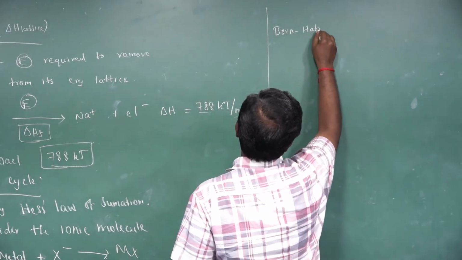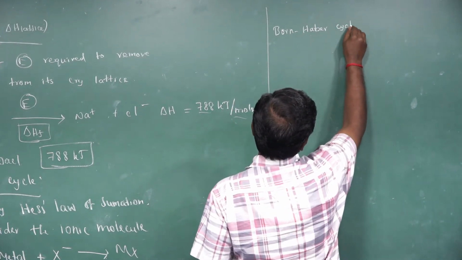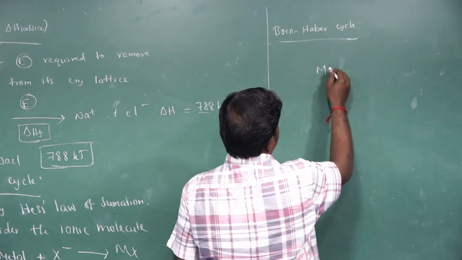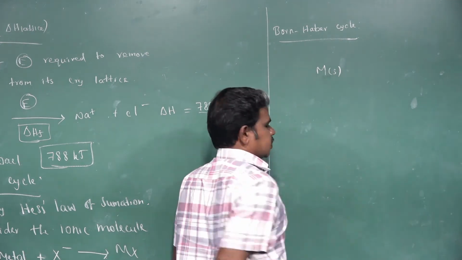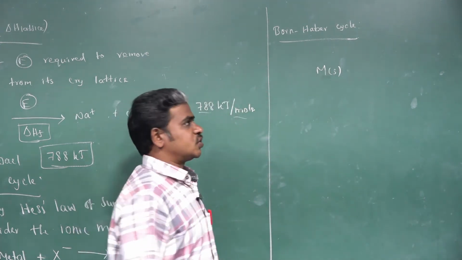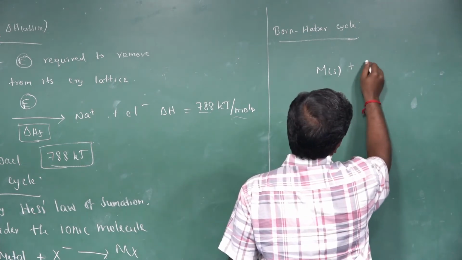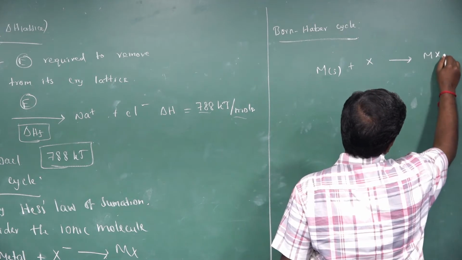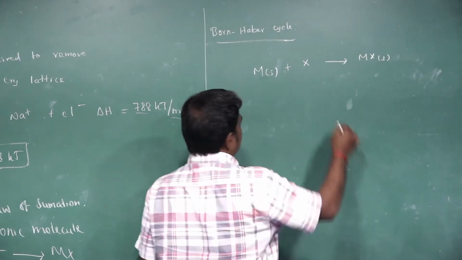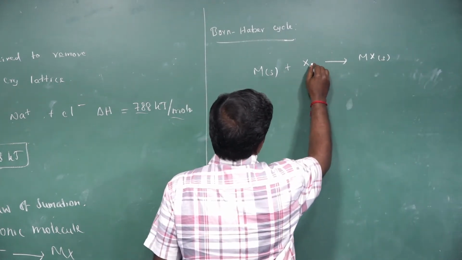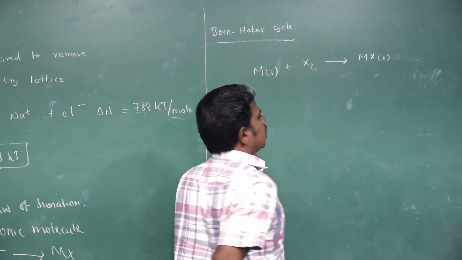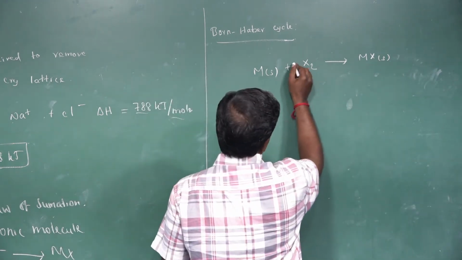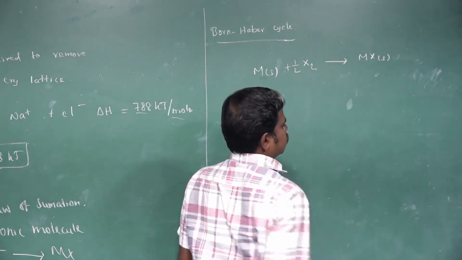In the Born-Haber cycle, the metal is in a solid state and it reacts with the halogen X and forms the metal halide, which is a solid. Any halogen is a diatomic molecule, so it is X2, and we balance accordingly.